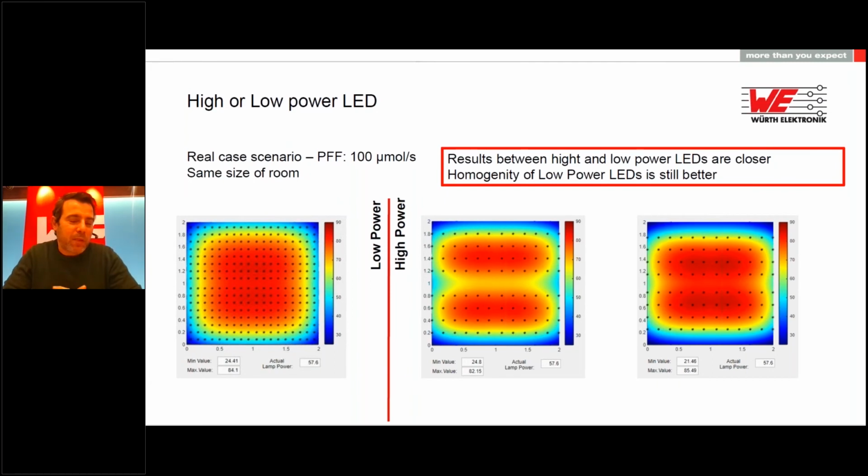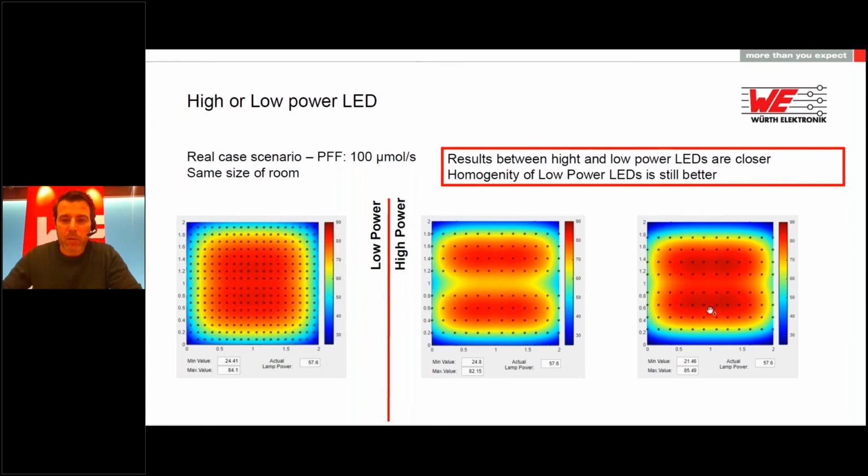We also made an experiment with a real case scenario, with a lamp that provides 100 micromole per second, using the same room size and the same distance, 2 by 2 meter and 30 centimeter distance between the working surface and the lamp. As you can see, we have a very nice distribution with the low power LEDs.